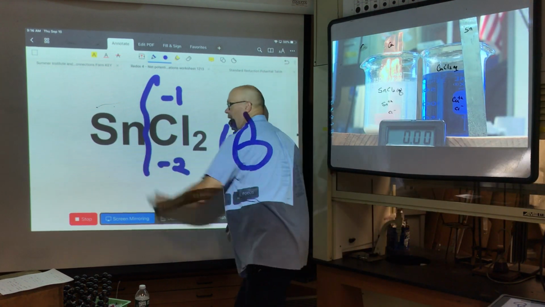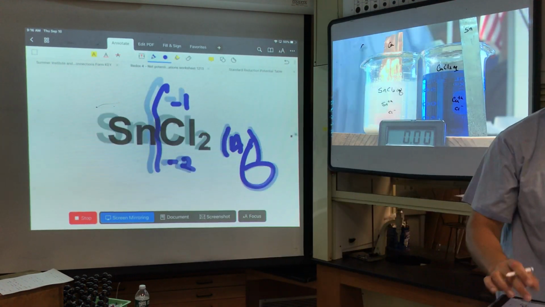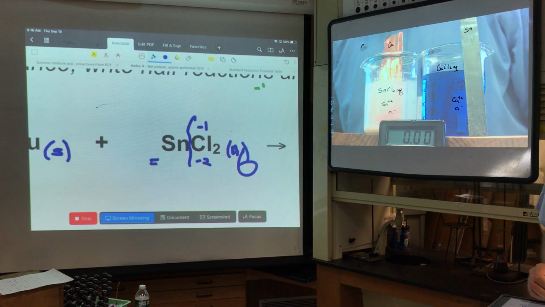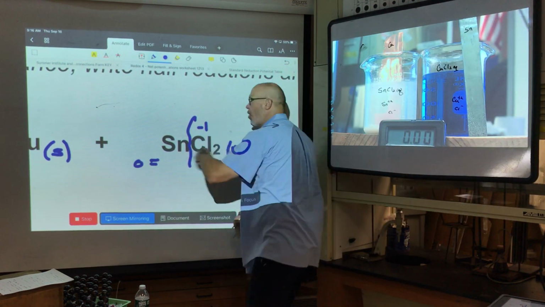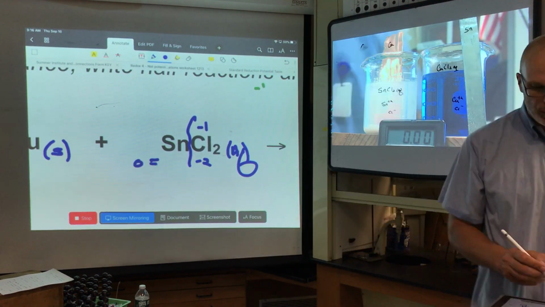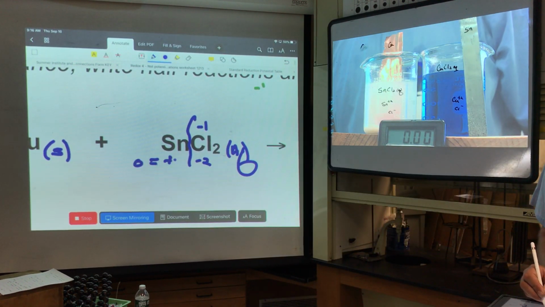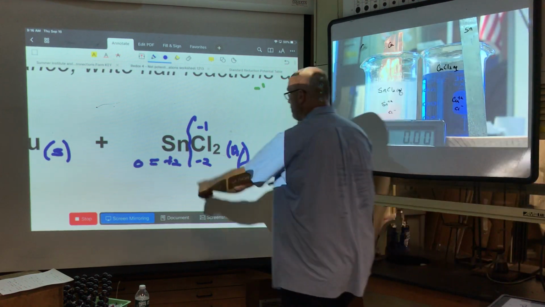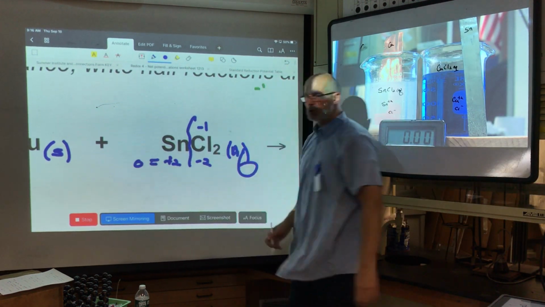Hey, there's only one tin. The whole thing has to equal 0. Why? Because there are no charges written. So they have to equal 0. So the overall charge for tin is +2. And because there's only one tin, it's individually plus 2.